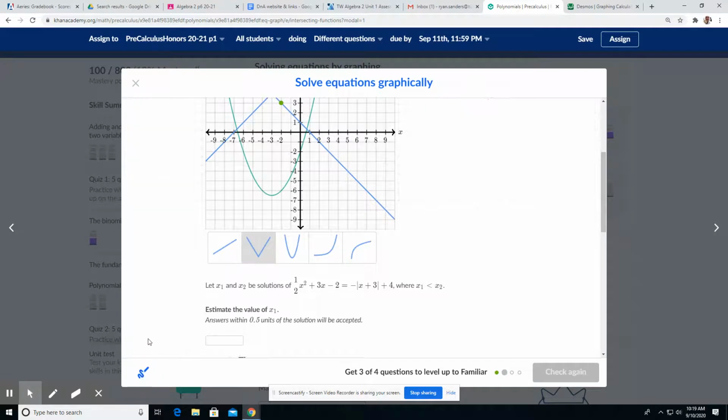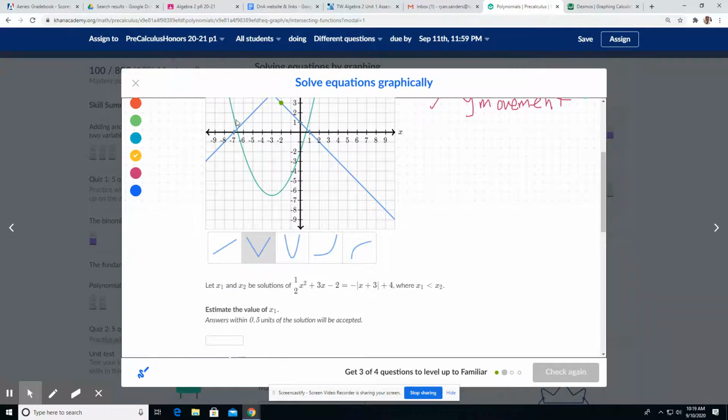And then what does it want? Let x1 and x2 be solutions. Remember, a solution is the x value when x is solved here. And they want the one where x1 is smaller than x2. All right. So when I look at this, here's one of them. It's not letting me draw on it, but it'd be right there. And then we have one on this side over here. If I could draw on it, it'd be right there.